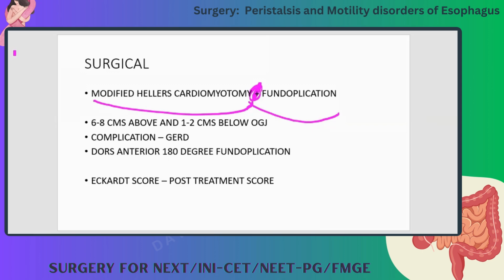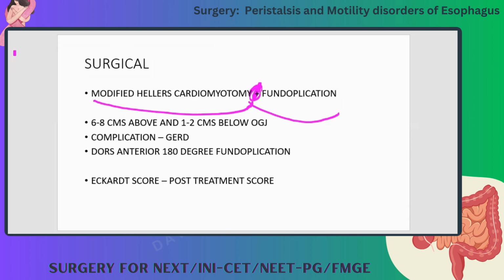Again, look at the image here, look at me. This is the esophageal tube. Here the fundus is there. We will wrap it around. The fundus can be wrapped anteriorly. The fundus can be wrapped posteriorly. The fundus can be wrapped 360 degrees. It can be wrapped 180 degrees, 270 degrees, 90 degrees. Are you following?